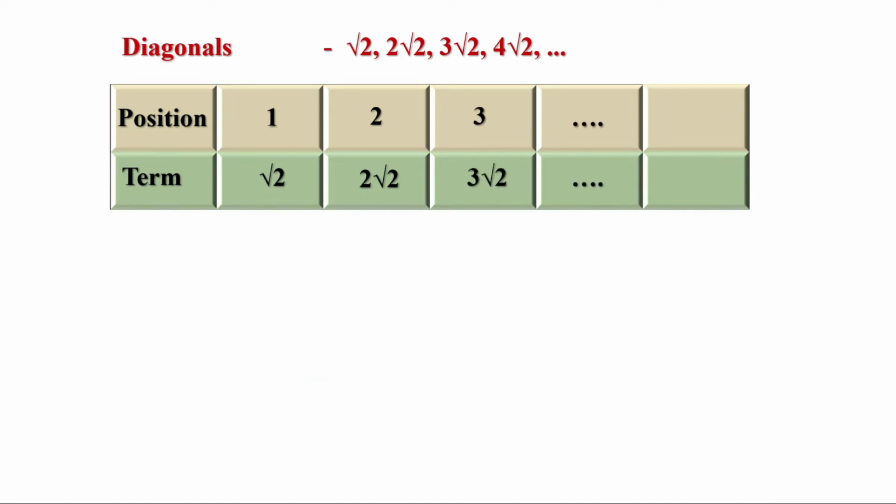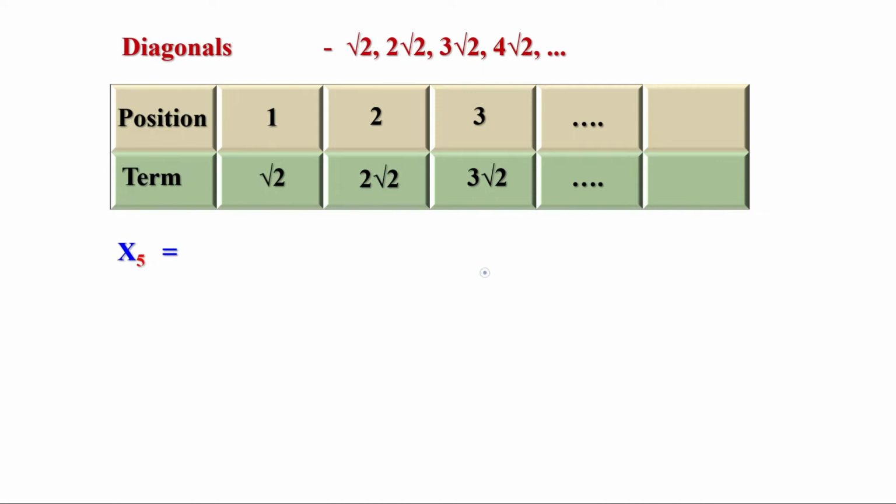How is the position and term related? First term is root 2, that is root 2 into 1. Second term is 2 root 2, that is root 2 into 2. Third term is 3 root 2, that is root 2 into 3. So each term of this sequence is obtained by multiplying the position by root 2.